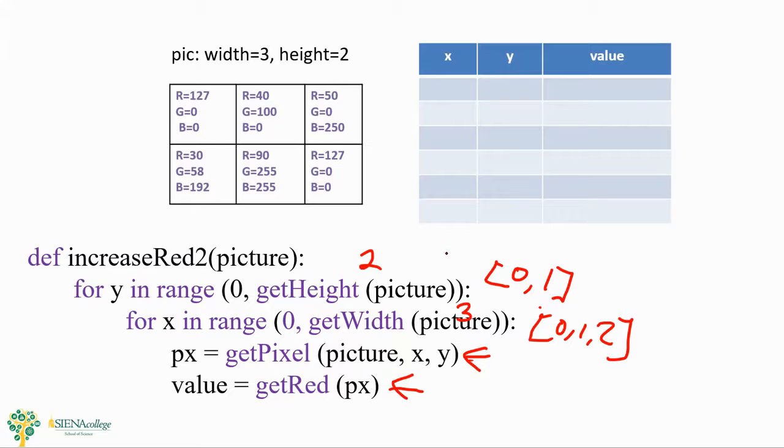So let's start off. Get height, we're going to start off with a 0 for our y. So it's going to be 0 and y. Then we do our x, get width. We have our 0 for x. And we're going to look at the pixel in position 0, 0, the top left pixel. We're going to find that pixel, get its information, and then get red. And red on that pixel is going to be 127.